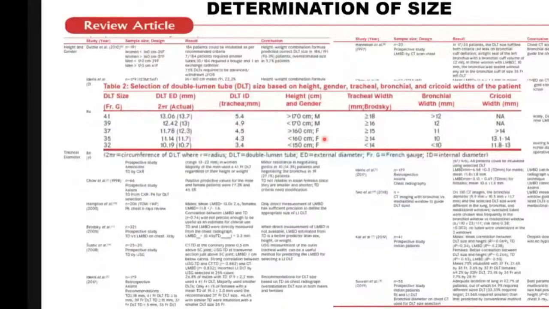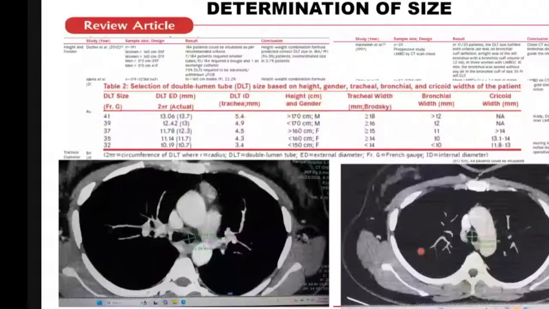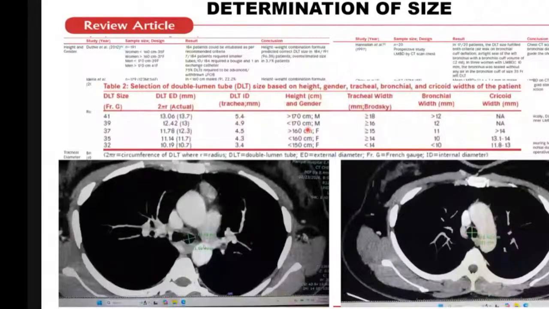And we are following in this particular patient almost that, that means we use left main bronchus diameter one slice below the carina. We use the tracheal diameter one slice above the carina, along with the height and gender. For the thymectomy patient, height of 2 centimeter, a 37 left DLT.